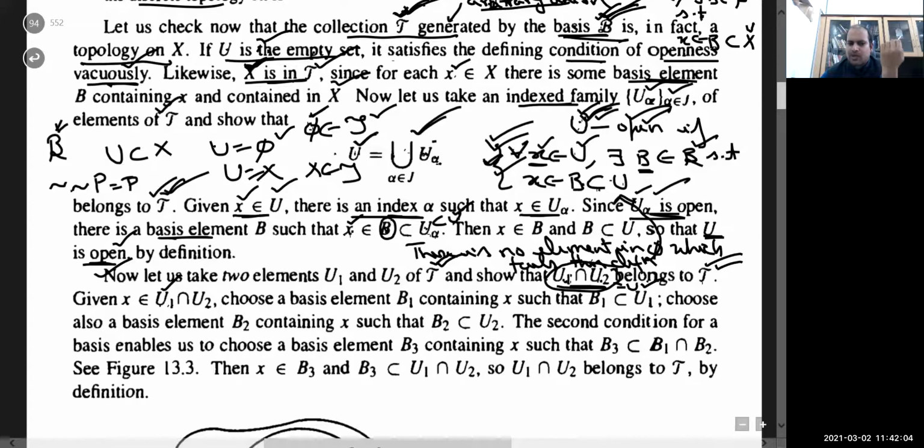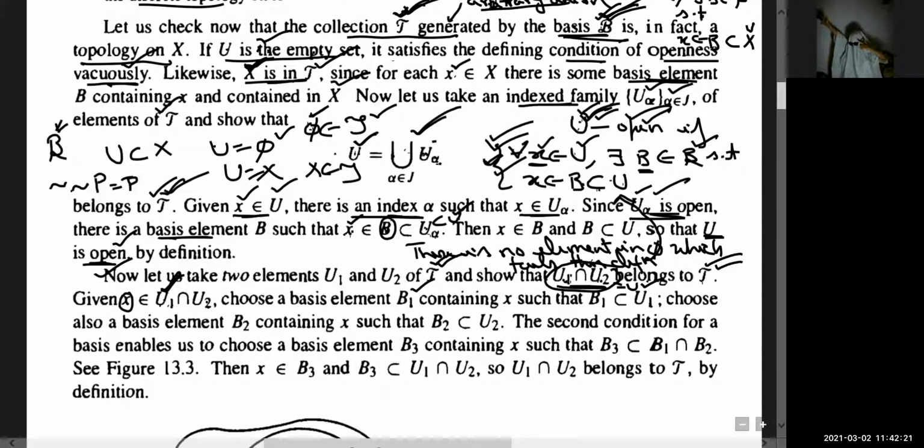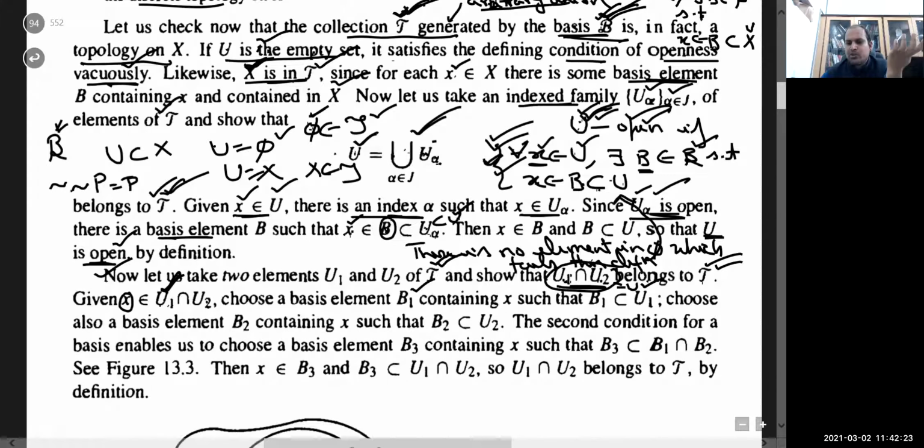So use this definition. Since X belongs to U1 intersection U2, X will be in U1 as well as X will be in U2. Since U1 is open, around X there will be at least one basis element, say B1, which contains X and which is contained in U1. The same will be true for U2, because U2 is also an open set. So using the definition of basis, one can write this.